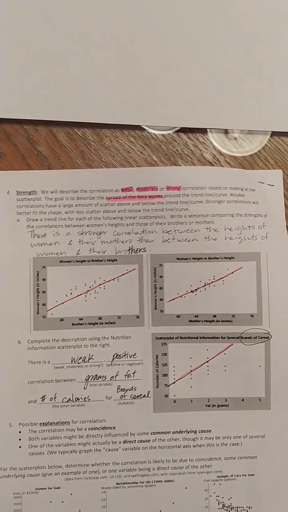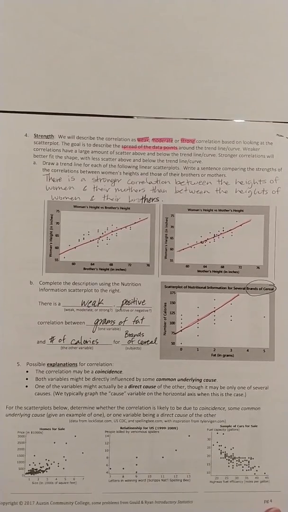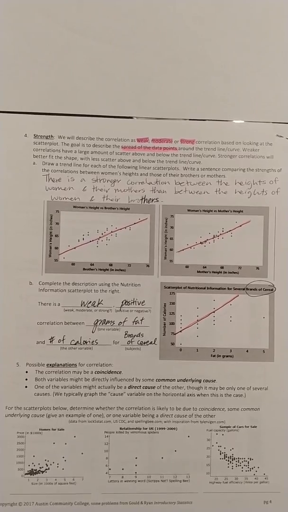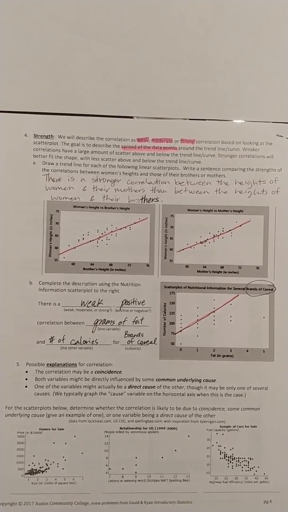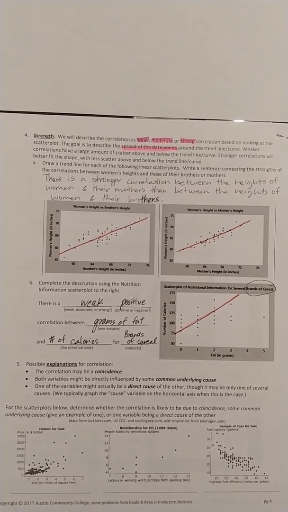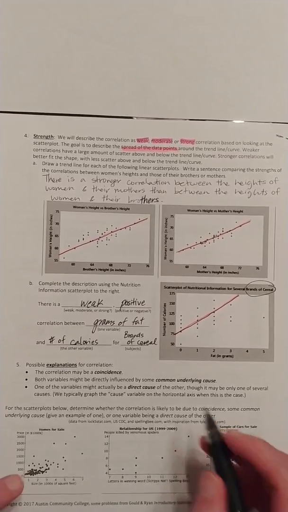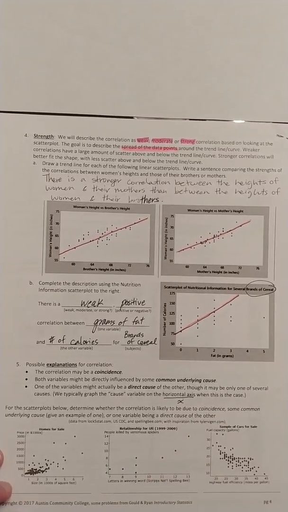All right. Let's look at our last question. It says, possible explanations for correlation. The correlation may be a coincidence. Both variables might be directly influenced by some common underlying cause. One of the variables might actually be a direct cause of the other, although it may be only one of several causes. We typically graph the cause variable on the horizontal axis when this is the case. So remember, the horizontal axis, this is our x-axis.